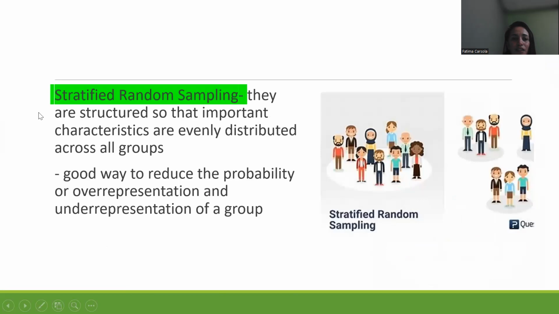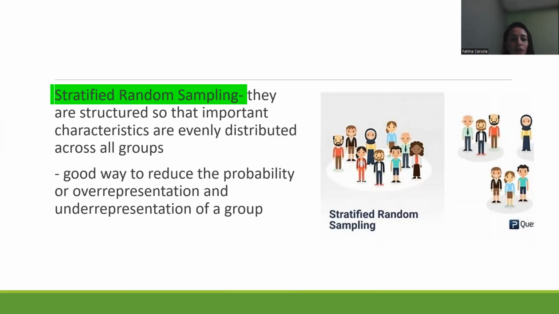Stratified random sampling, they are structured so that important characteristics are evenly distributed into groups. Such sampling is a good way of reducing the probability of overrepresentation and underrepresentation. When we say stratified, it is based on some important characteristic that will help the researcher ensure that all subgroups are represented in proportion to their prevalence in the defined population. So the stratified random samples are more difficult to accomplish than the systematic or the simple random samples.